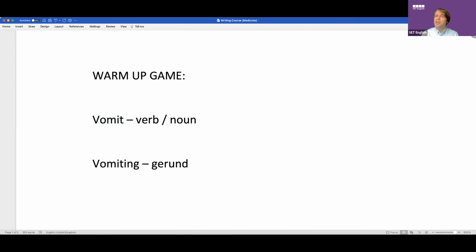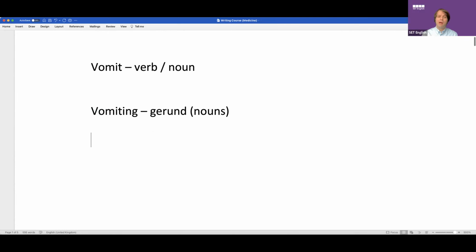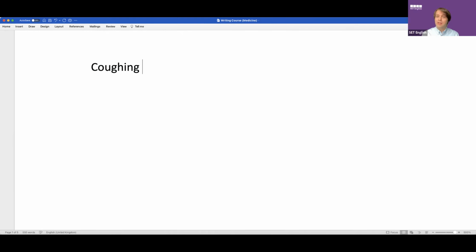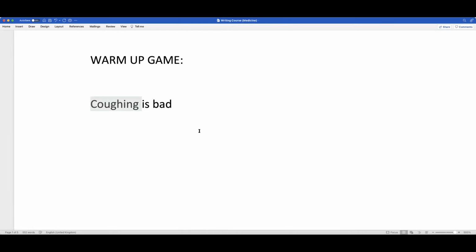Gerund. Can we use these like nouns? Can they be nouns? Yeah. Can someone give me an example of how I can use ing like a noun? Coughing. So coughing, that's my subject to my sentence. Coughing is? Swallowing. You could say swallowing. Well, how about coughing is bad? Okay. This is an ing, but it's operating like a noun. It can be a noun.